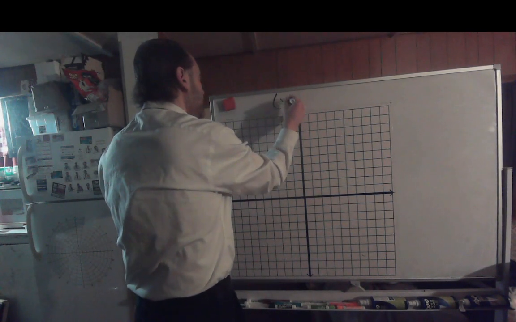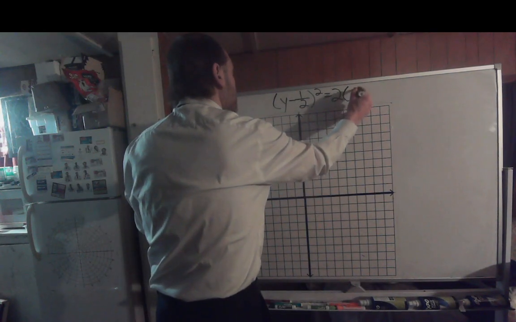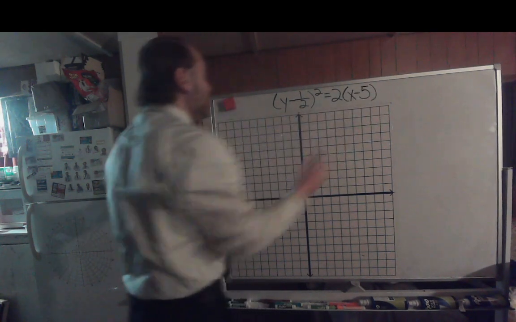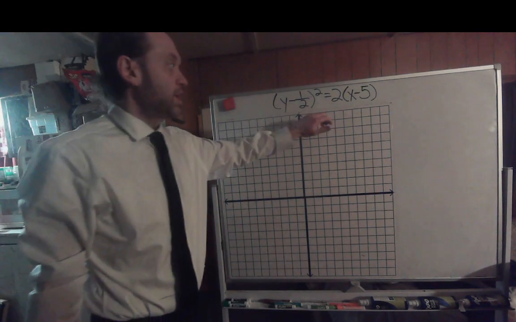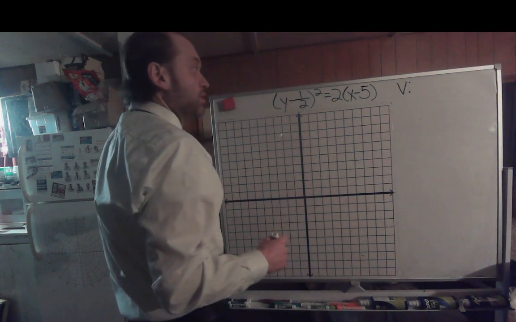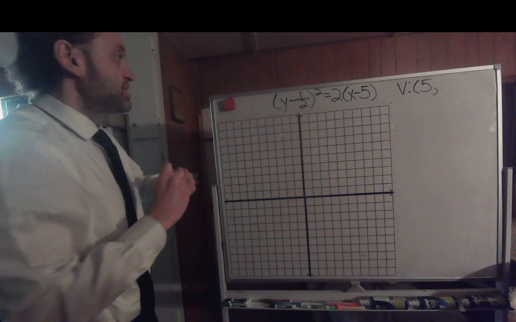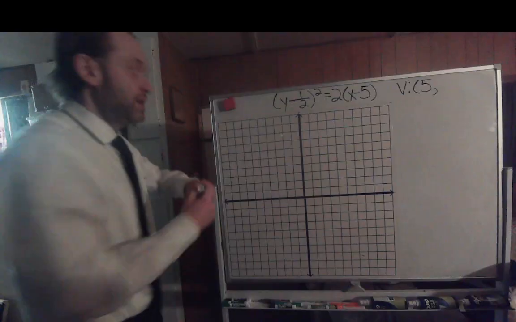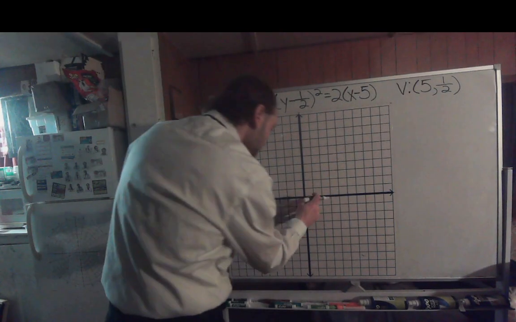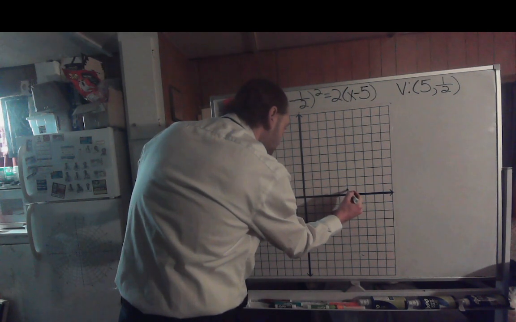So we have y minus 1/2 squared is equal to 2 times x minus 5. Alright, so y minus 1/2 squared equals 2 times the quantity of x minus 5. Well, let's find the vertex first. Set that x minus 5 equal to 0, you would get x equals 5. So the x coordinate of the vertex is 5. Now set that y minus 1/2 equal to 0, you would get y equals 1/2. So the vertex can be found at the point 5, 1/2. So 1, 2, 3, 4, 5. There's 5, 1/2 right there, roughly.